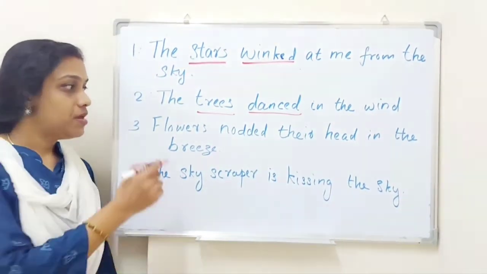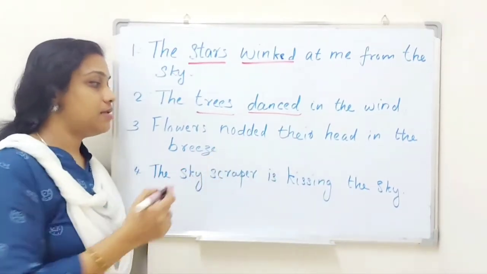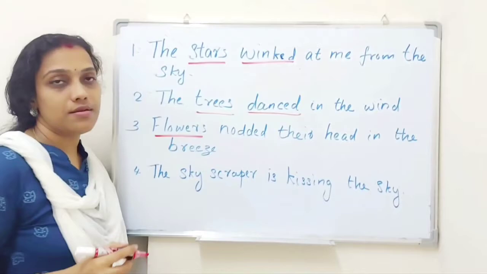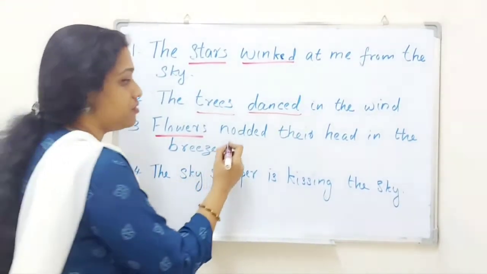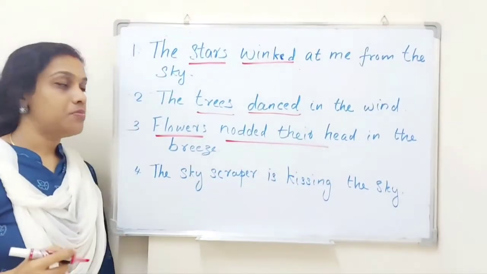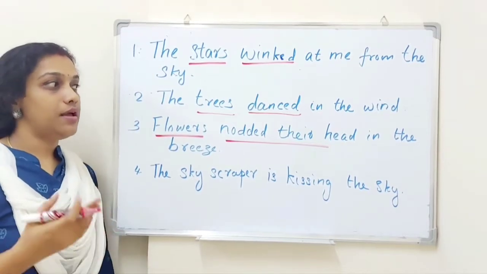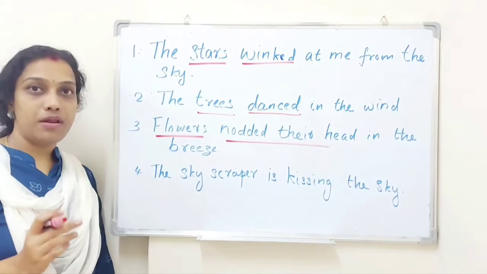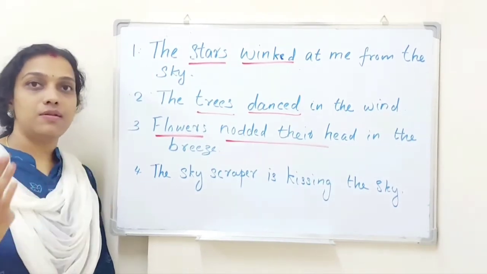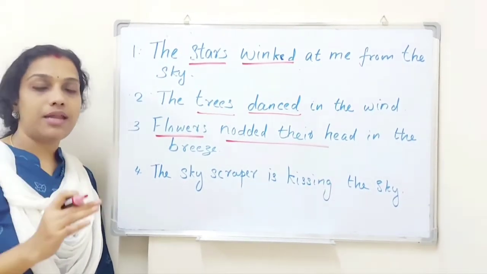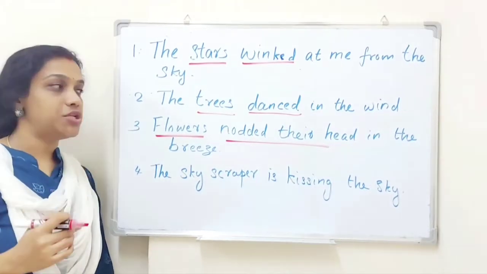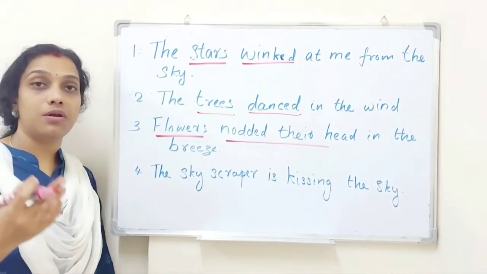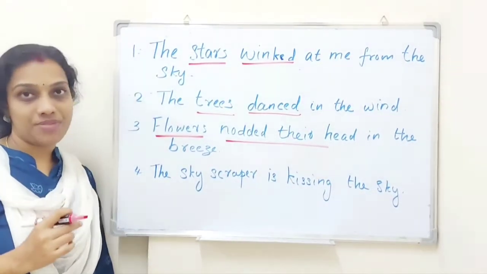Now the third example, flowers nodded their head in the breeze. Here which one is a non-human thing? Flowers. And which one is a human trait given? Nodded their head, right? So flowers nodded their head in the breeze. What does it really mean? When there is a soft breeze going, the flowers or leaves will be making small movements. That movement of flowers is mentioned here as flowers are nodding their head. The flowers nodded their head in the breeze.